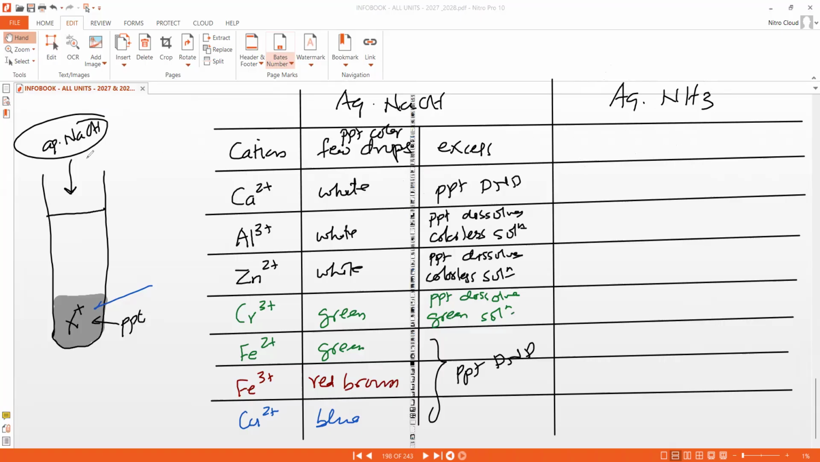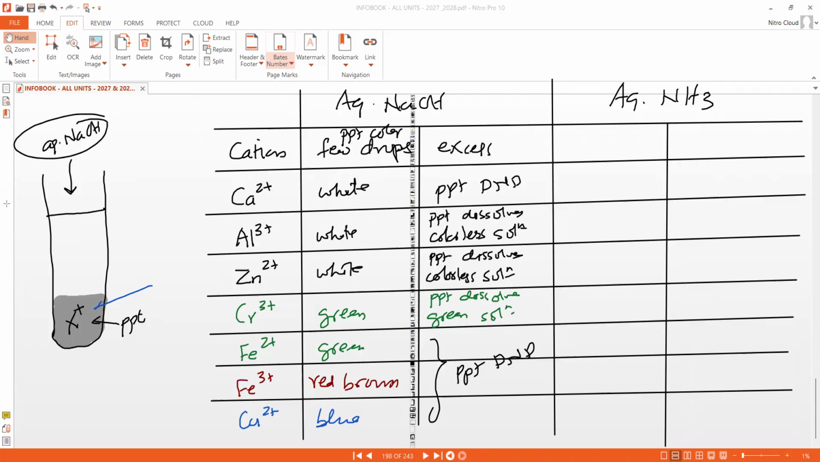Okay. Here again, we need to know the test or observation when I add aqueous ammonia, a few drops, as well as when I add in excess. So same as sodium hydroxide, you need to know the colors or the observations when you add a few drops of NaOH, as well as when you add excess NaOH. So in aqueous ammonia also you need to know the same.